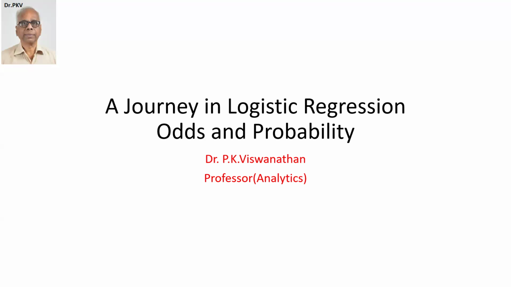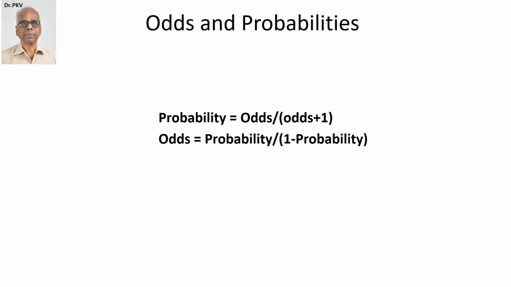Let's now get into some basic equations. Odds and probability, there are two equations. Probability is equal to odds divided by odds plus 1, or 1 plus odds. Odds is equal to probability divided by 1 minus probability. This you should know. In other words, probability has to be between 0 and 1.